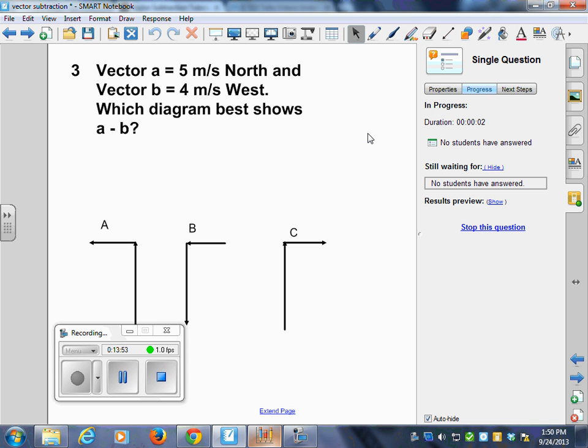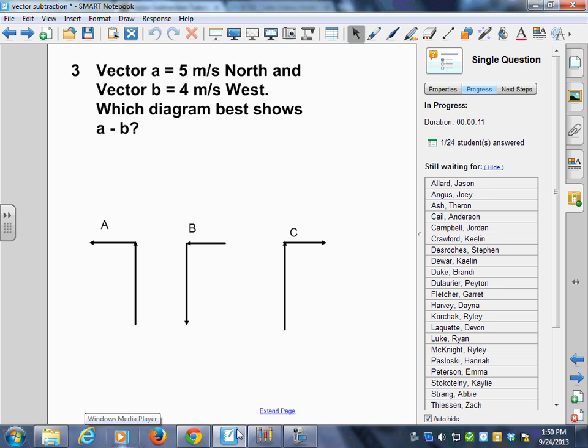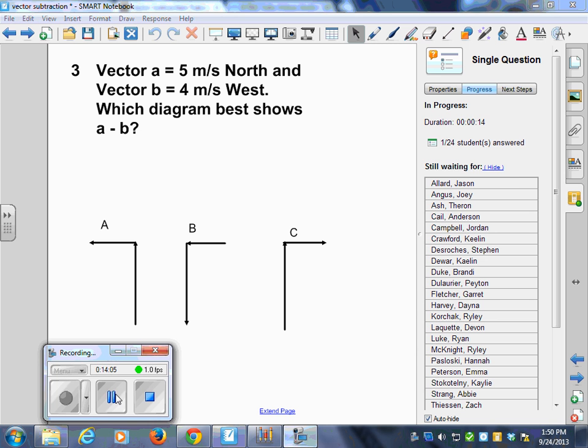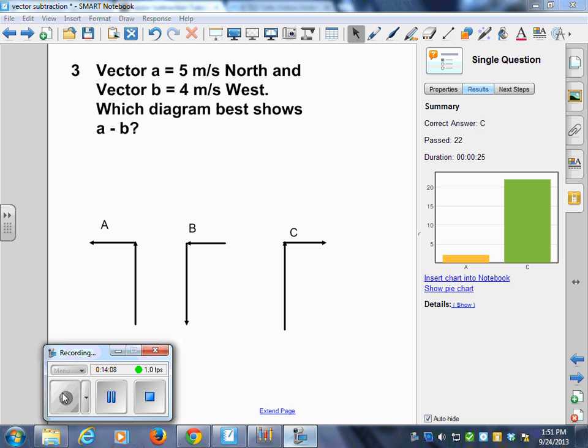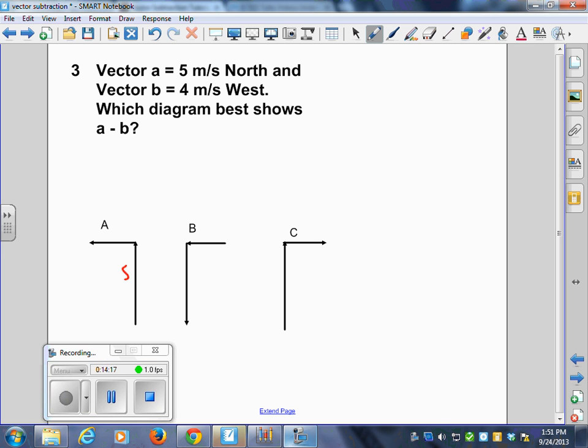Vector A is 5 meters per second north, and vector B is 4 meters per second west. Which diagram best shows A minus B? How we do? Just one individual. The correct answer is C. Okay, vector A is 5 north, right? Is that one? And then 4 meters per second west becomes actually east. Vector subtraction. Good? Yeah?